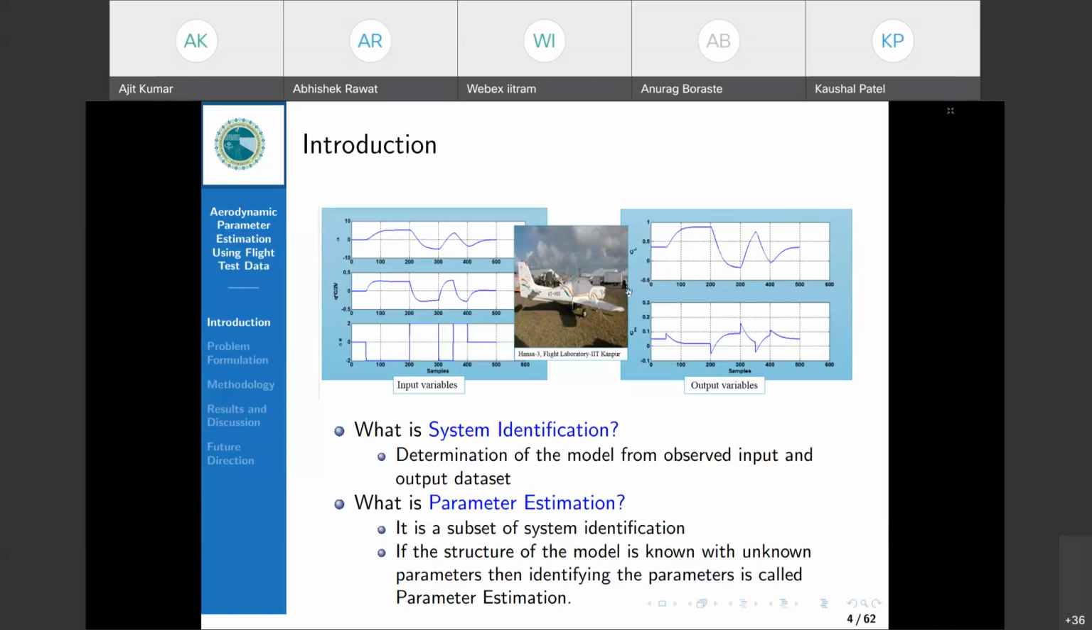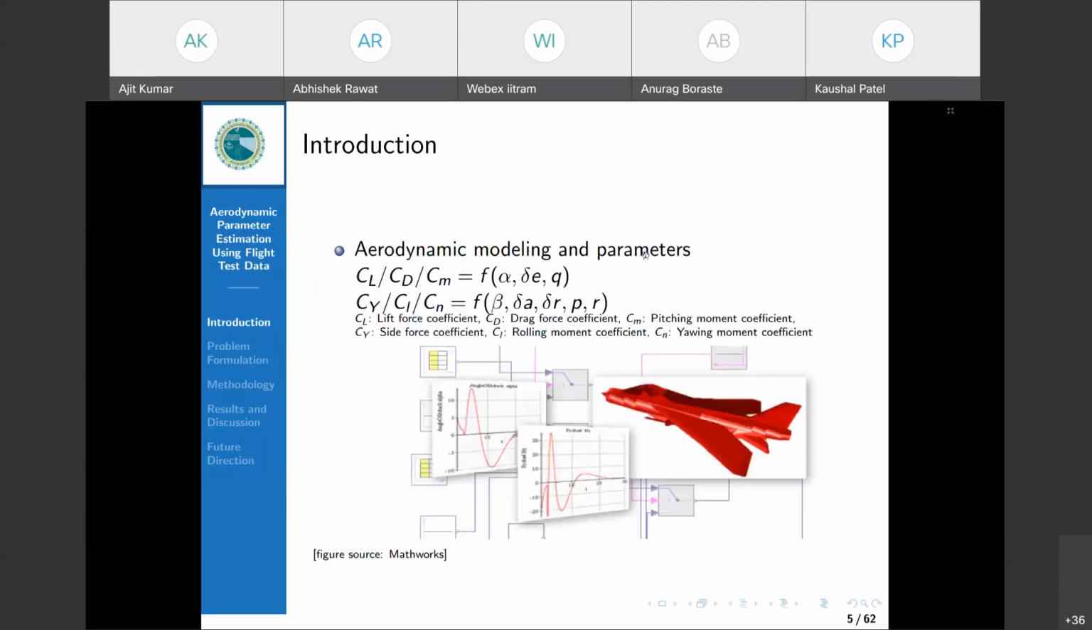To give an interpretation, we have these two data sets, and we want to find the behavior of this aircraft, precisely the behavior of the longitudinal dynamics of the aircraft. This is known as system identification. And when the model is structured in terms of parameters, then finding those parameters is a problem of parameter estimation. Now coming to what aerodynamic modeling and parameters are. As I said in the title, it is about finding aerodynamic parameters.